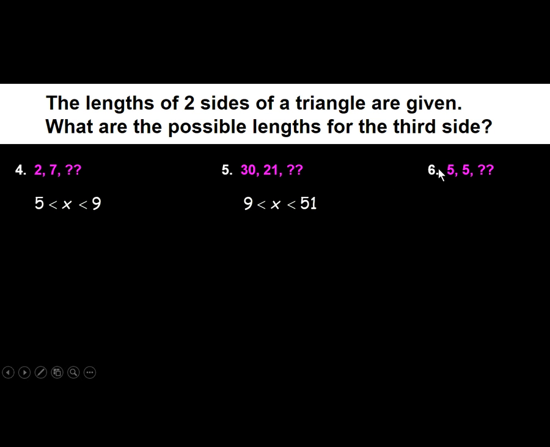In the last problem, I have two of the same numbers. That's okay. You still follow the same rule. 5 minus 5 is 0, and 5 plus 5 is 10. Our answer has to be between 0 and 10. You might think, how could I have a side length of 0? You don't. We're saying it has to be more than 0. So 0.001, we could make a triangle, but 0 itself does not work.